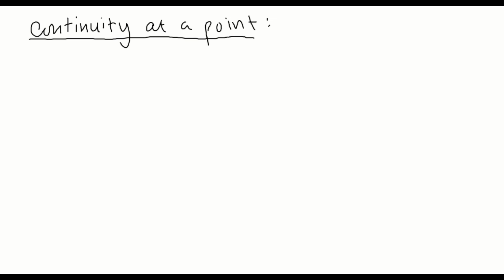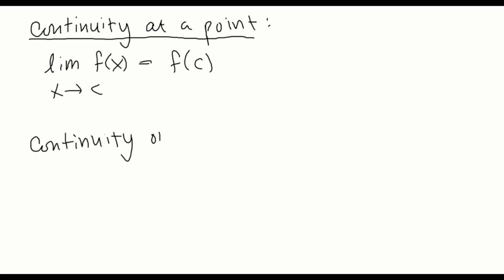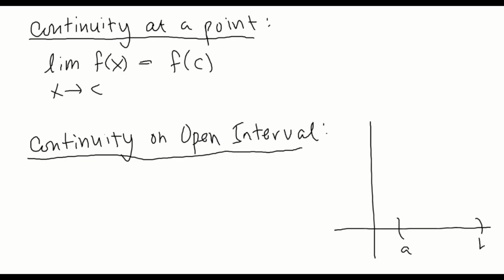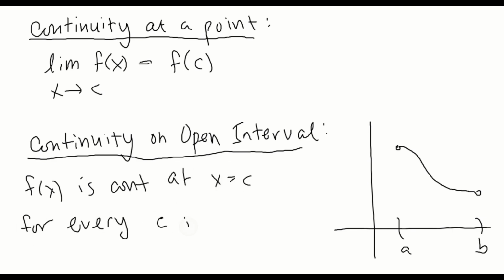In our previous lesson, we defined continuity at a point. The limit of f of x as x approaches c is equal to f of c. In other words, the limit of the function as x approaches some real number c is equal to the value of the function at c. We also defined continuity on an open interval and said that a function is continuous on the open interval from a to b if it's continuous at every point in the interval.